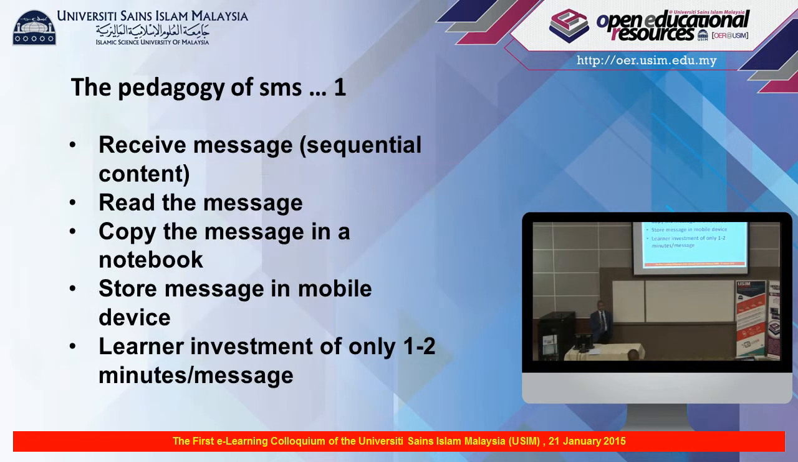And this is the pedagogy of the SMS. They receive the message and they have to read the message. This is what I instruct them: get the message, read the message, then copy the message somewhere. I don't care where, on the wall, on the floor, in a book. I don't care where they copy, because they must at one time read and write, because in an exam, they're going to write, not type, or not just read.